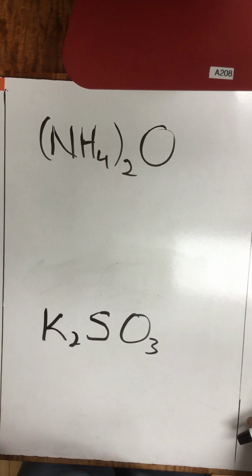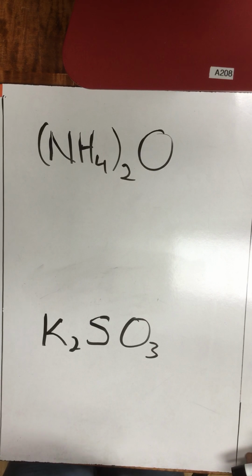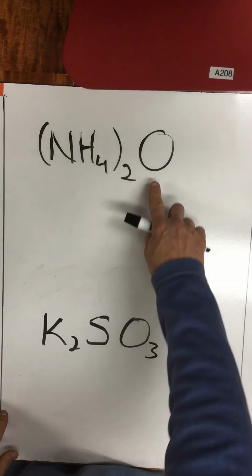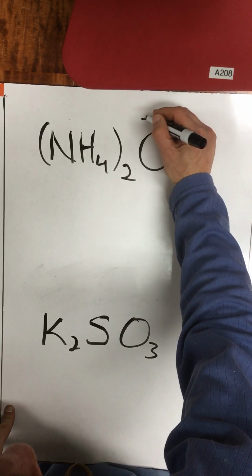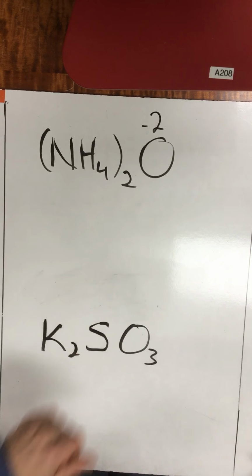All right, next example, NH4 twice, O. So for this one you should have your Captain Ionic hat on because these are ions, which means this is an oxide ion, which is -2. So we can put that in right away. And this is an ammonium ion.